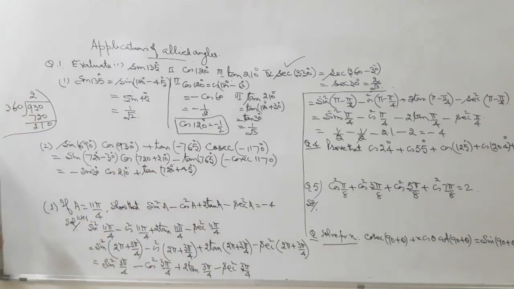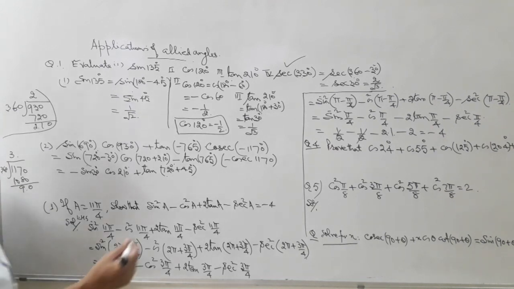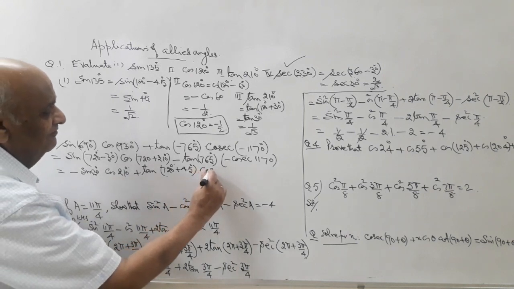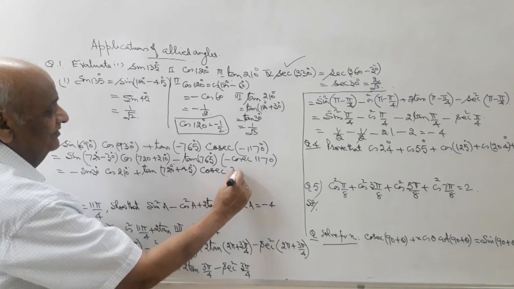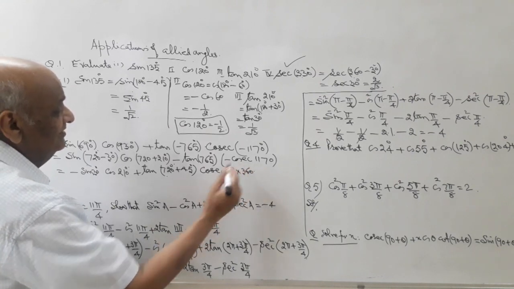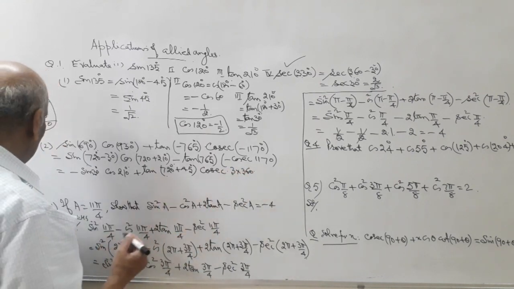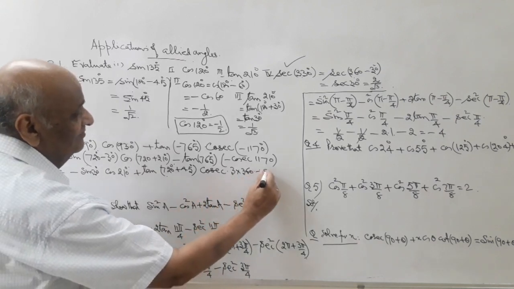And then we have cosecant of 1170. See, 1170 when you divide roughly by 360, 3 revolutions complete, 1080, and 90 in this case. So it becomes cosecant of 3 into 360, 3 revolutions complete. Here 2 revolutions complete and plus 90. See please.